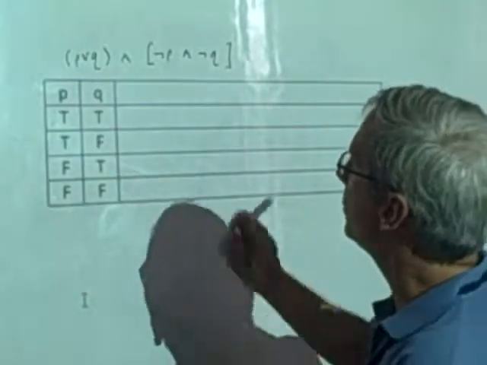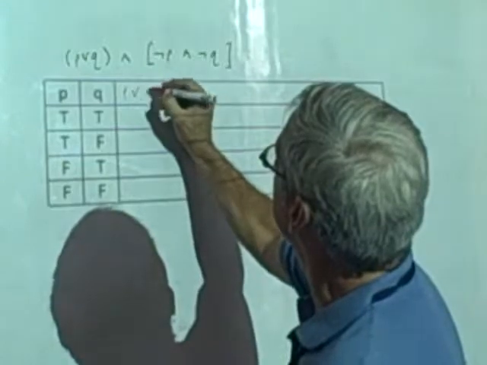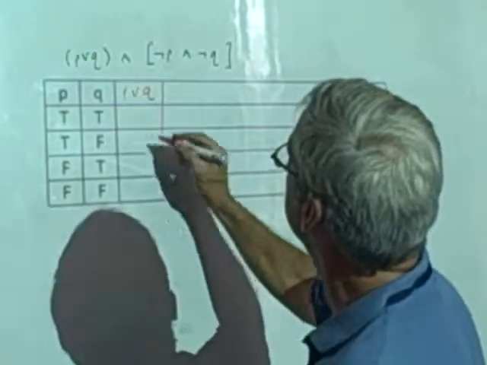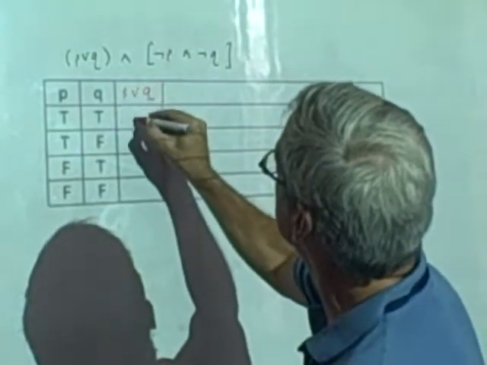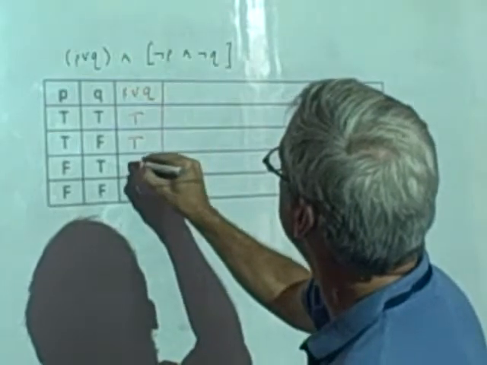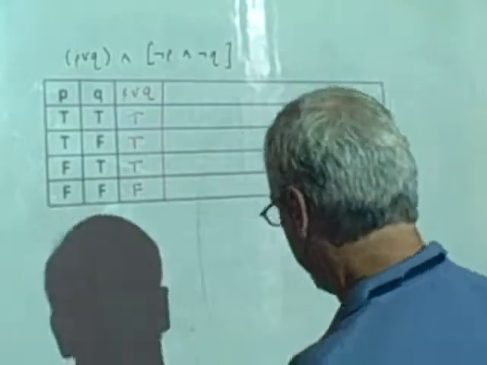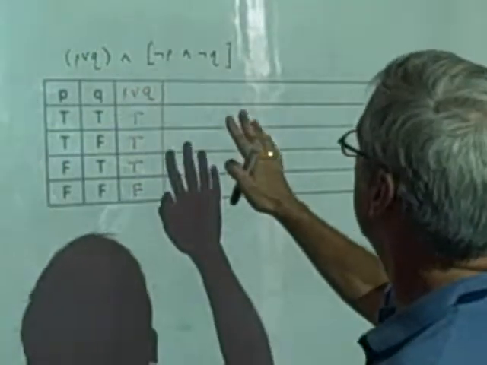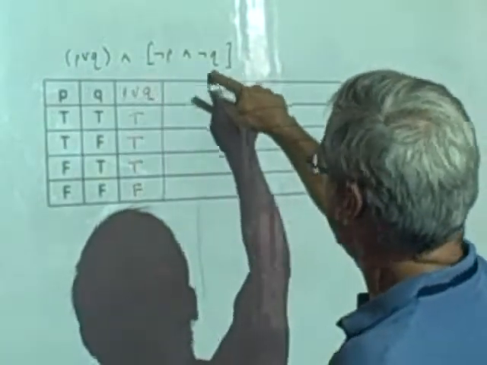Okay, so first we want this P or Q. We've seen this before. We're just going to put it in here again. P or Q is true when either of them is true. The only way it's false is if they're both false. All right? Then that's this statement. Now we're going to build this one up.